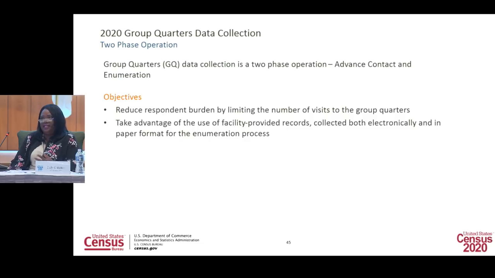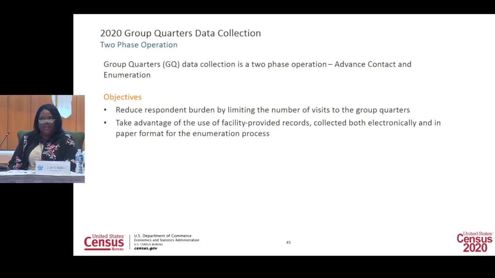Okay. So group quarters data collection is a two-phase operation. There's advanced contact, and then there's enumeration. The objectives are to reduce respondent burden by limiting the number of visits that we make to the group quarters. And this is where our advanced contact operation comes into play, where clerks and our ACOs will make a phone call to the group quarters to let them know that we're coming.